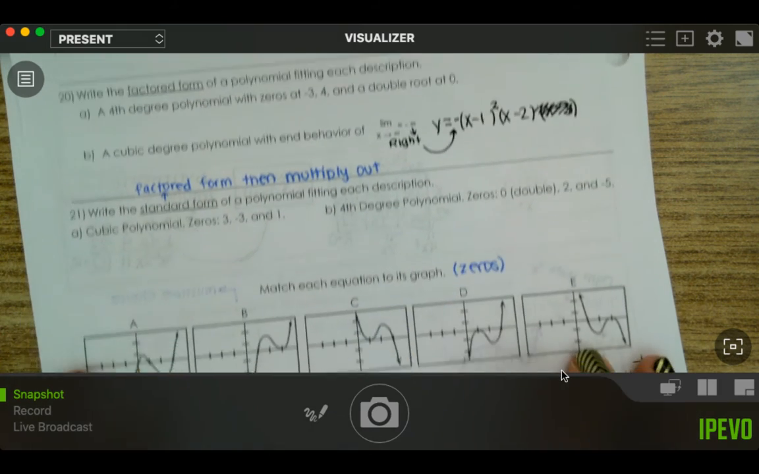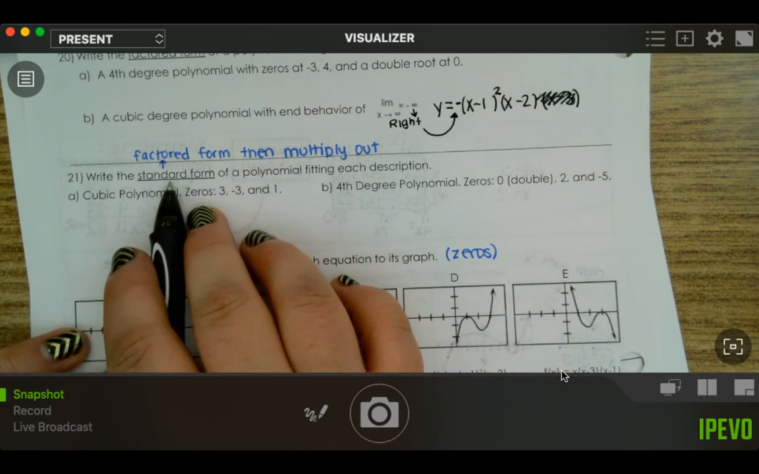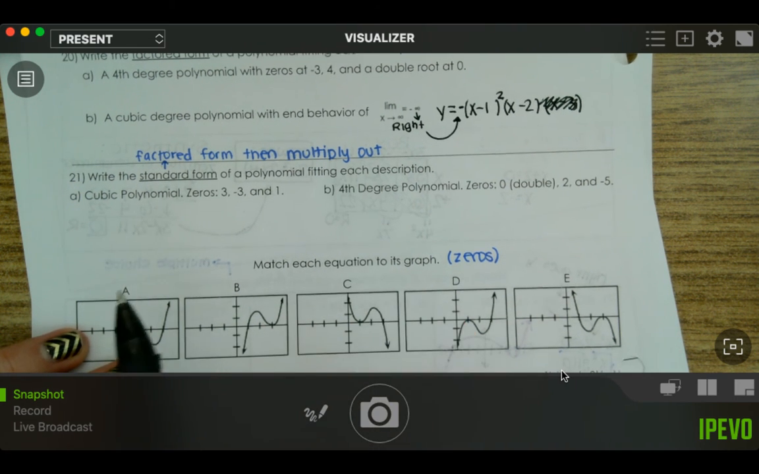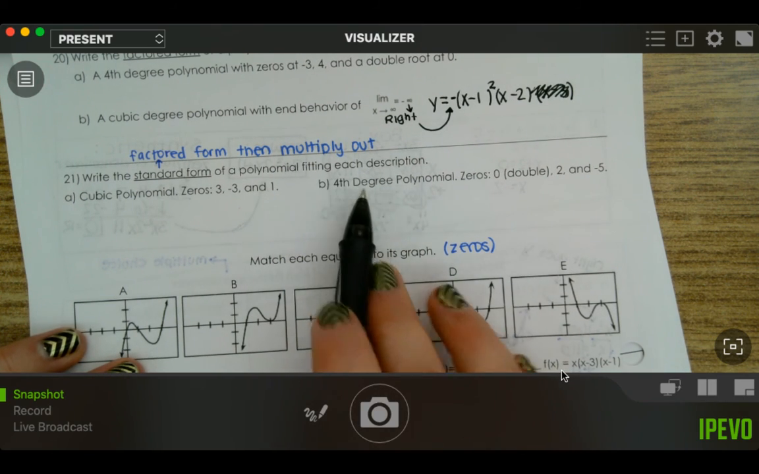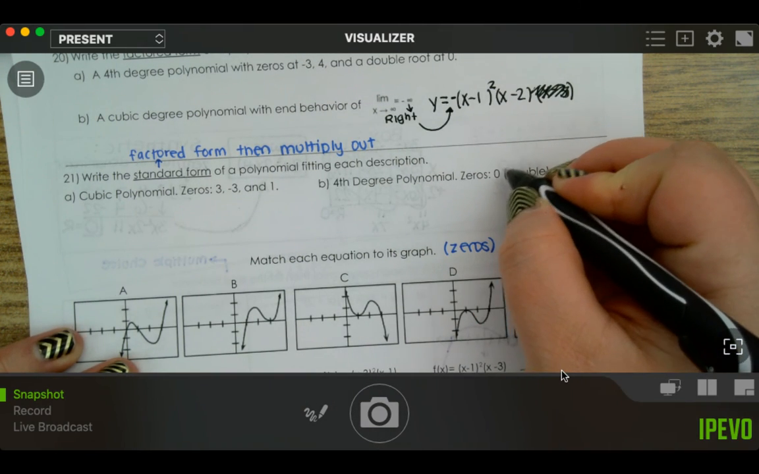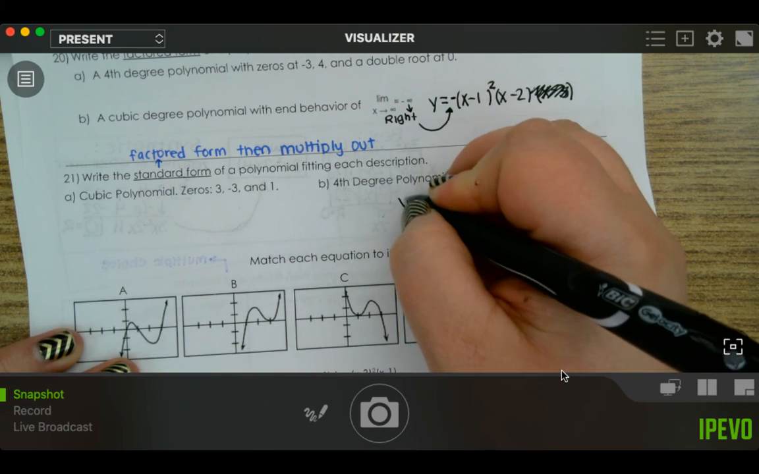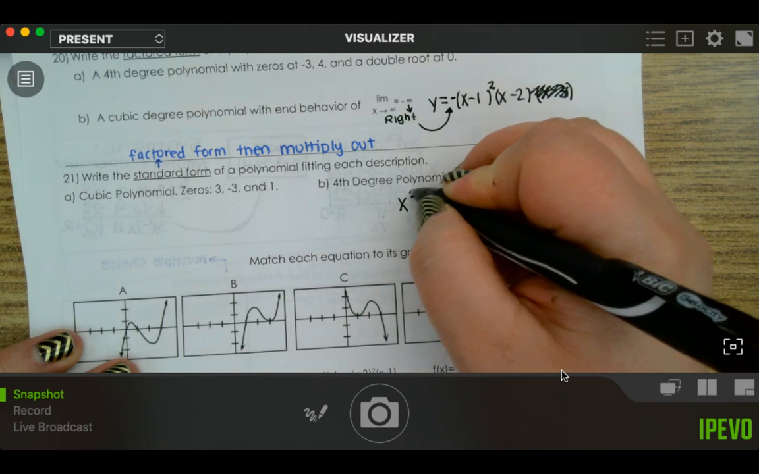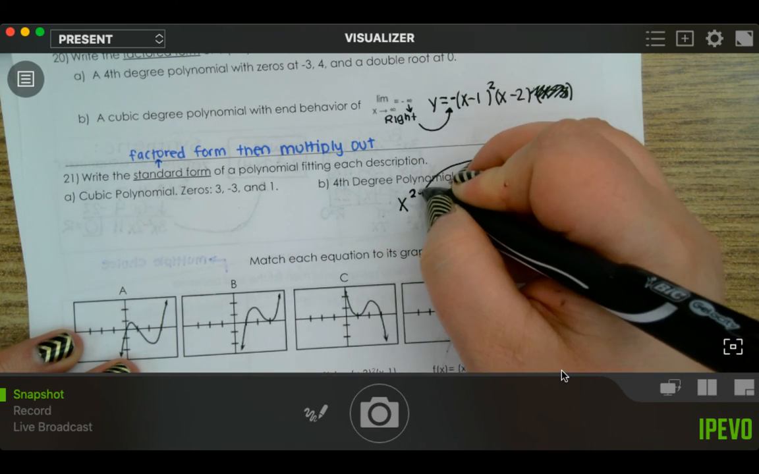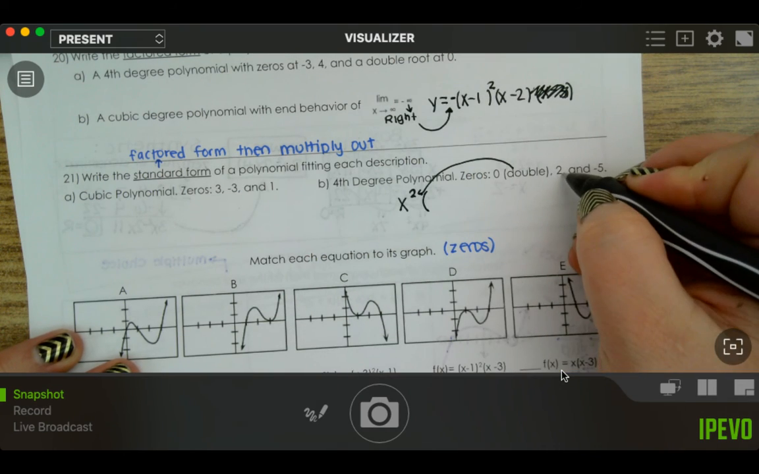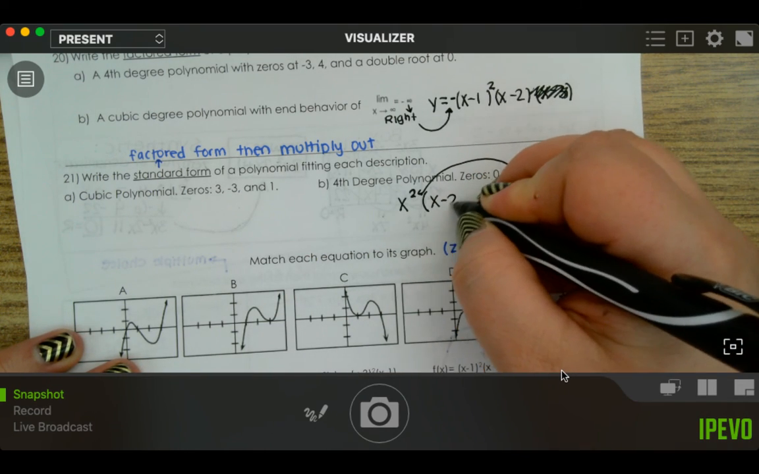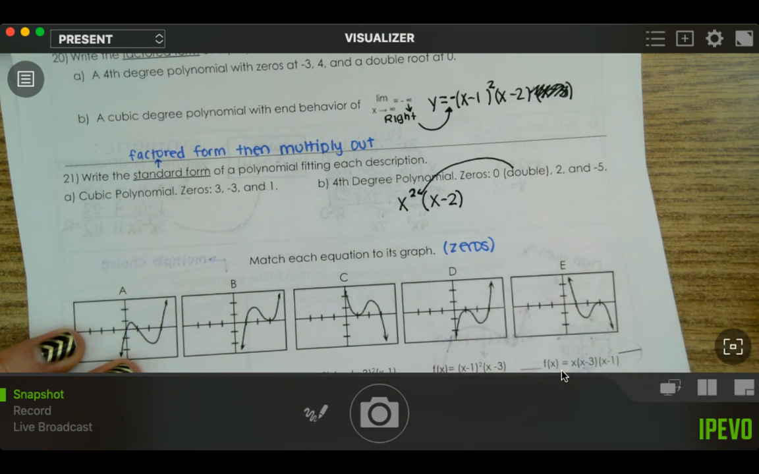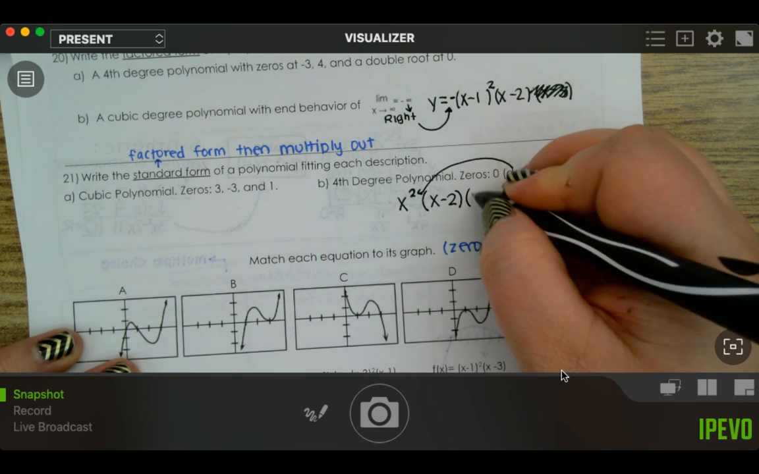And then on 21, it wants you to write the standard form. And I had told you before, you're going to start with factored form and multiply it out. I'm going to go ahead and do the 4th degree one because it's a little trickier. If you have a 0 at 0, that means you have an x in front. And since it's a double, it's squared. Then 2 means it was x minus 2 in the parentheses. So it's always going to be the opposite in the parentheses that it is as the 0, which means that -5 is going to turn into x plus 5.